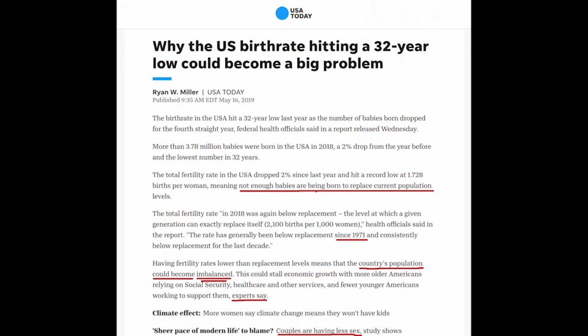So if you just read through this, I've underlined a few things. It says the birth rate in the US hit a 32-year low last year as the number of babies born dropped for the fourth straight year, federal health officials said in a report. Then it goes on to say the total fertility rate in the US dropped 2% since last year and hit a record low of 1.7 births per woman. Meaning, not enough babies are being born to replace the current population levels. Someone translate that for me.